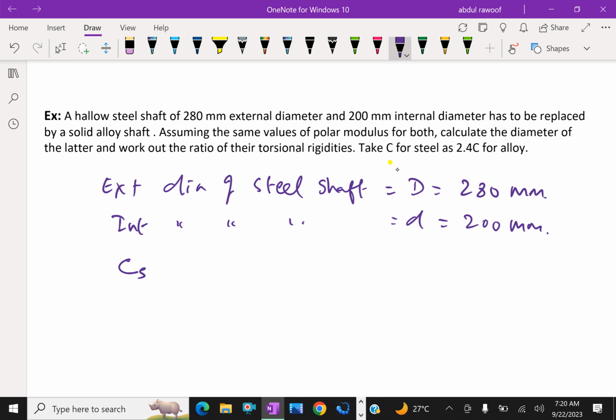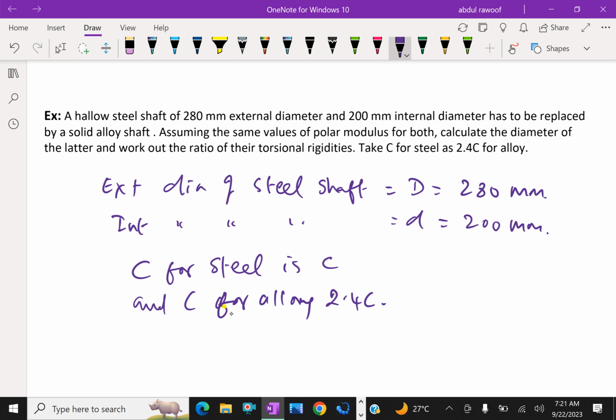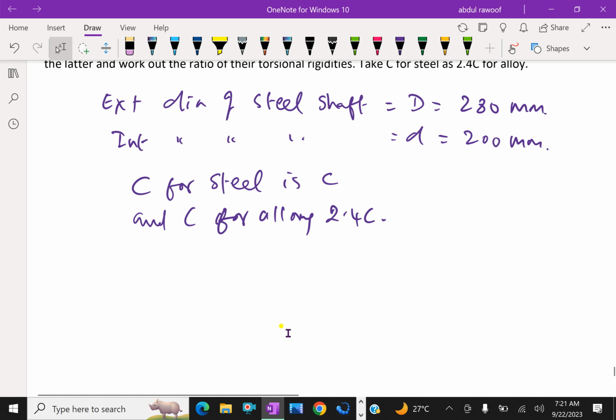Now CS is 2.4 C for alloy. That means C for steel is C, and C for alloy is 2.4 times C. Now we'll calculate one by one.